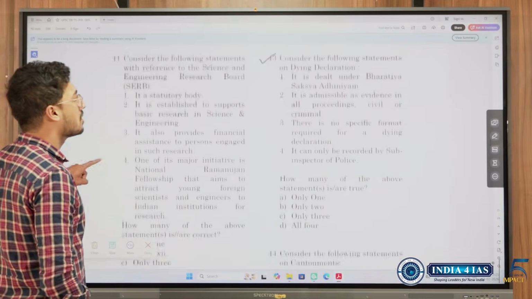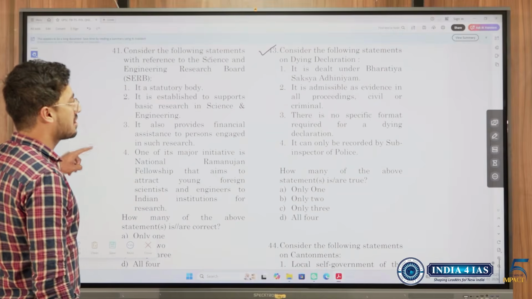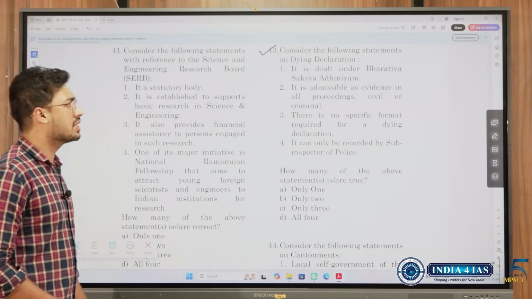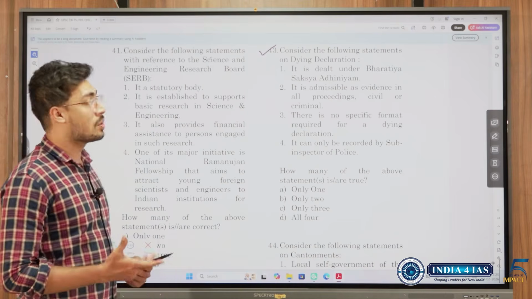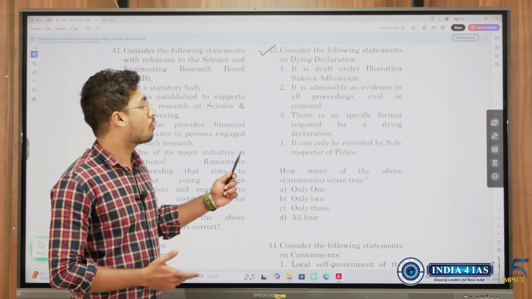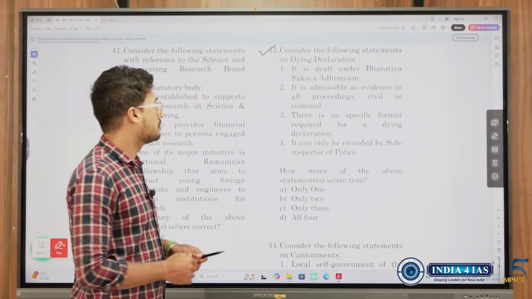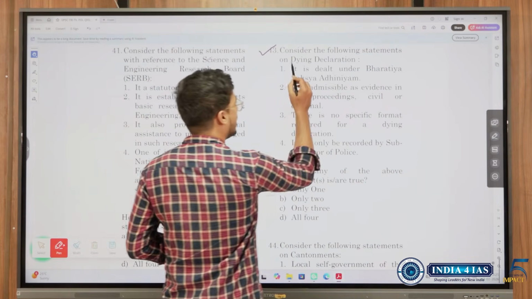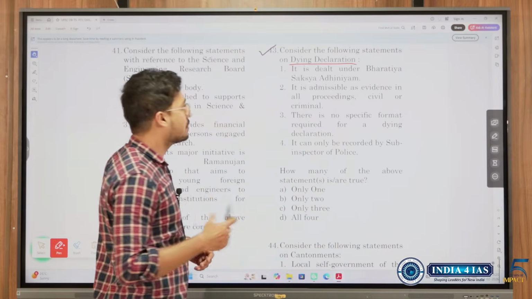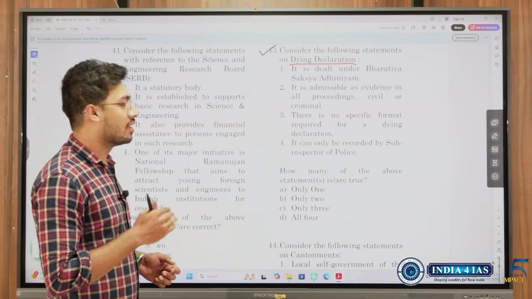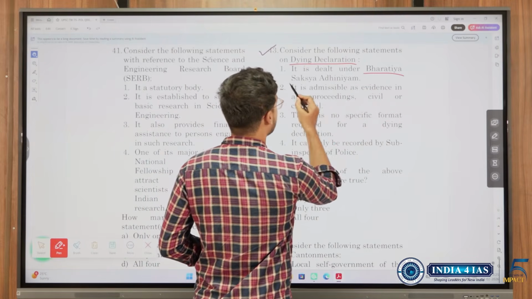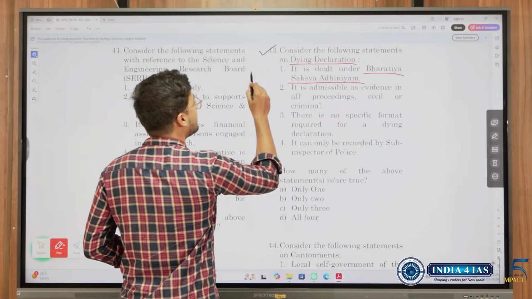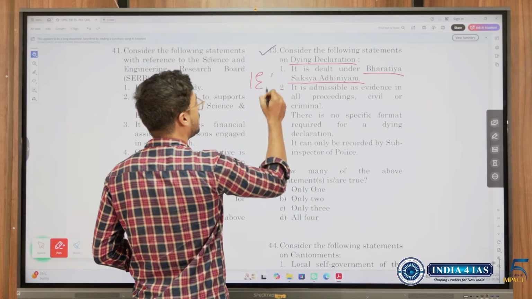I'll skip this question. See, dying declaration. Now this is not something that we would have come across, but we'll see. If we did not know much about dying declaration, how we could have got the question as correct. What does dying declaration mean? There is some declaration that is made by a person when he is dying. Last few words. It is dealt under Bharatiya Sakshya Adhiniyam. It is a replacement of Indian Evidence Act.